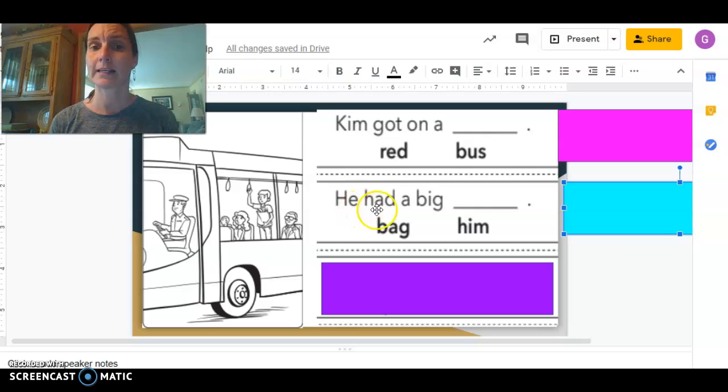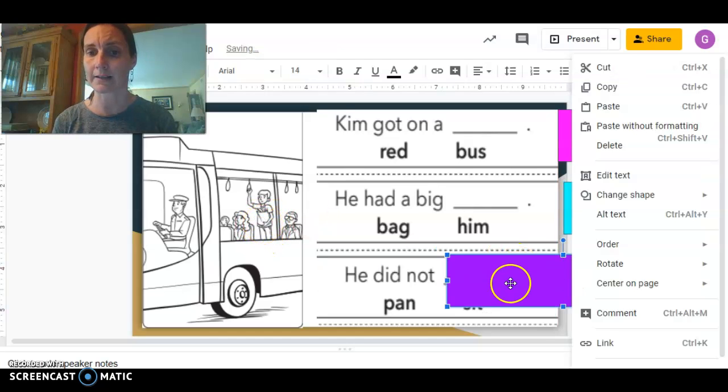First read, he had a big blank. And now I'm going to see my 2 choices and put both choices in those blanks to see what makes sense. He had a big bag. He had a big him. Which one's going to make sense? I'm going to choose bag because that makes better sense. He had a big bag. I'm going to check the picture and I see that he's holding that big bag in his arms. Let's look at the next sentence.